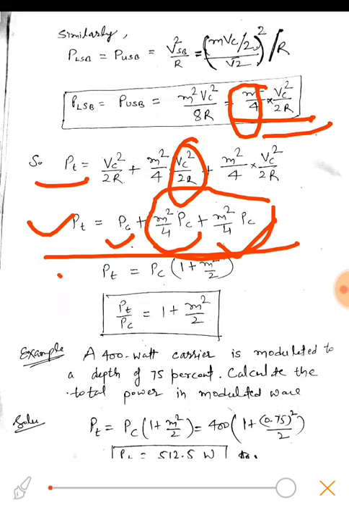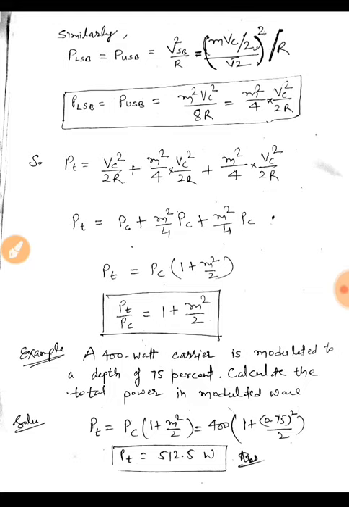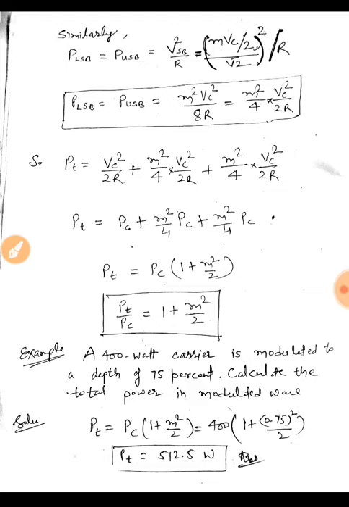Now the total power would be equal to Pc into 1 plus m square by 2. So the final expression would come out to be this. The ratio of total power to carrier power is 1 plus m square by 2. So total power is more than the carrier power, as in the modulated wave we have two side bands as well.